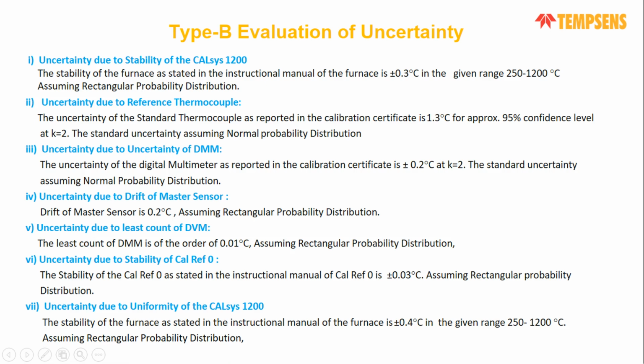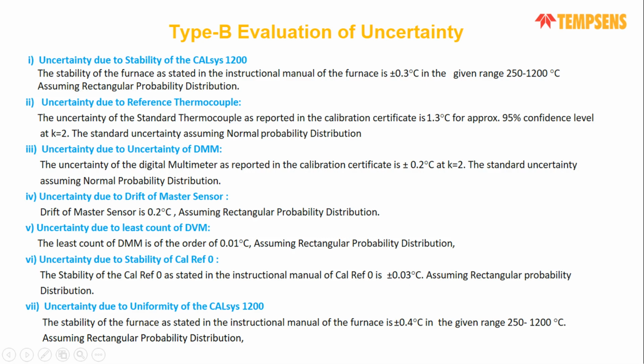And the second one is the type B uncertainty calculation. In the type B calculation, we take some necessary points like the stability of this Calcis 1200, the reference sensor we are using, the thermocouple uncertainty, and the measuring device you are using for the measurement of the master and the test. What is the uncertainty of these measuring devices? What is the drift in the master sensor? What is the least count of the DMM we are using? And what is the uncertainty of the stability of the calibrator zero, or the instrument providing you the 0 degree reference for calibrating thermocouples, and what is the uniformity of the Calcis 1200. So all these factors we are considering to calculate the type B uncertainty.